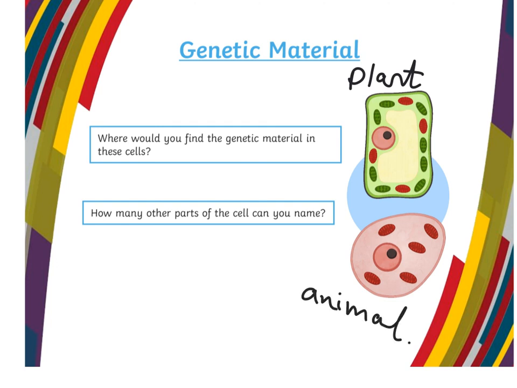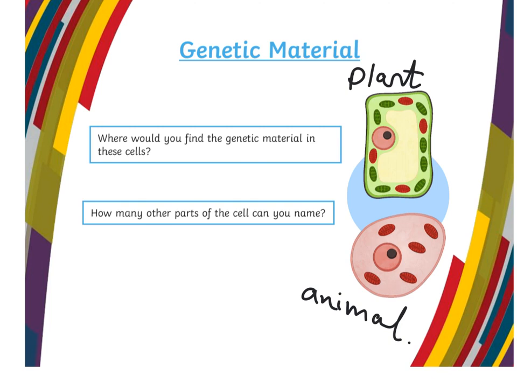So what I'd like you to do is to have a think about those two questions in the blue boxes. So where would you find the genetic material in these cells? So have a look at their structures. Where would you find genetic material? And then once you've done that, how many other parts of the cell could you name? So pause the video now and have a think about what the answers to those questions might be. You could sketch these out and then label them in your book, or you could just look at the images on the screen and have a think about where you would put the labels. Pause the video now.